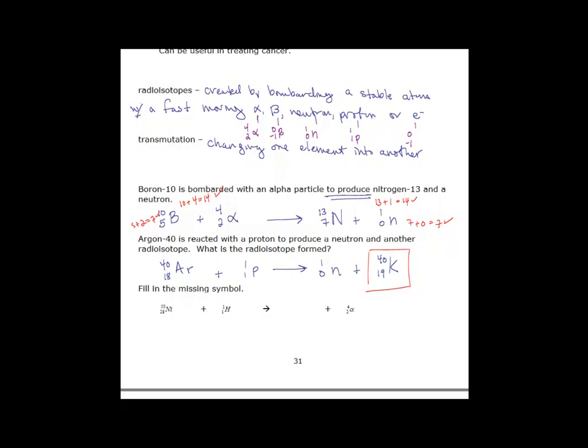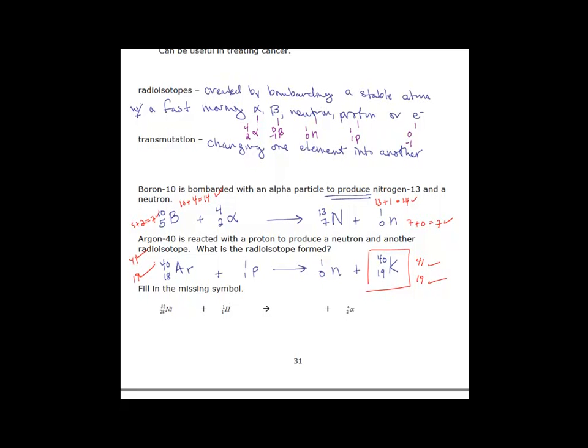So hopefully this is what you got. Argon-40, 18, plus a proton gives you a neutron, and the missing radioisotope is potassium-40. So always double check yourself that your math checks out. 40 plus 1 gives you 41 over here. 40 plus 1 gives you 41. 18 plus 1 gives you 19. And then 19 plus 0 gives you 19. So those both check out.